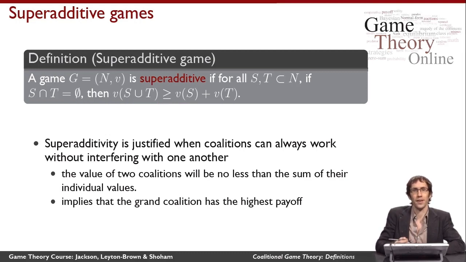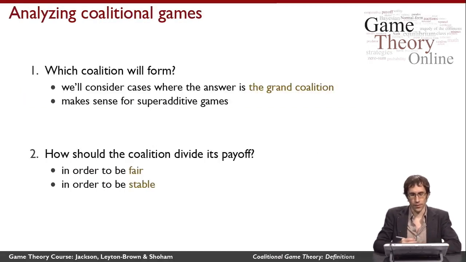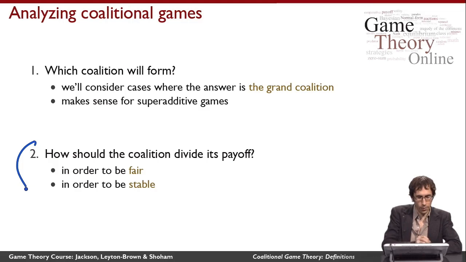This assumption makes sense if it's possible for coalitions to always work without interfering with each other. And this is often an assumption that we make in a coalitional game. Notice that this superadditivity assumption implies that the highest payoff of all, at least the weakly highest payoff of all, is achieved by the grand coalition. So when we're thinking about a superadditive game, it's natural to think that the grand coalition would want to form. So in answer to the first of the questions that I talked about before, we're going to tend to assume that the grand coalition forms, and we're going to focus on this second question of how the coalition ought to divide its payoff.